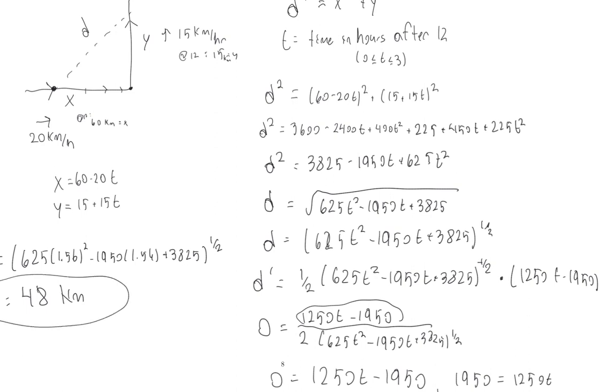To verify it, I want to make sure that was a minimum, because maybe that was a maximum. Maybe it's a trick question, and it's one of the endpoints. So I'm going to check all my endpoints and see which one was the minimum. That was my only critical point. Check our endpoints though. So if we plug in 0, we get 625 times 0 squared minus 1950 times 0 plus 3,825, to the 1/2.